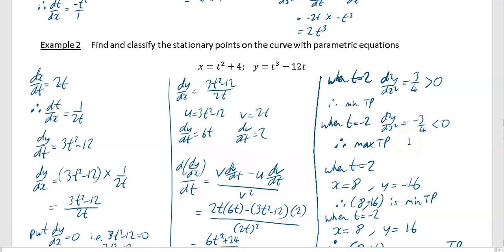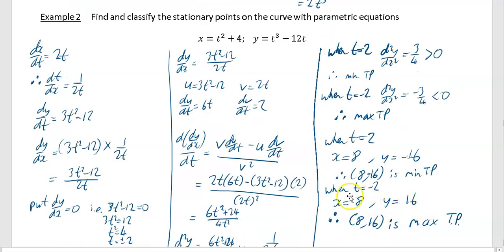So we know there's maximum and minimum turning points at certain t values, but we don't know what the real coordinates are in terms of x and y. So we've still got to find those. When t equals 2, sub t equals 2 into your original x and y, and you'll get x equals 8 and y equals minus 16. So that tells you that (8, minus 16) is a minimum turning point.